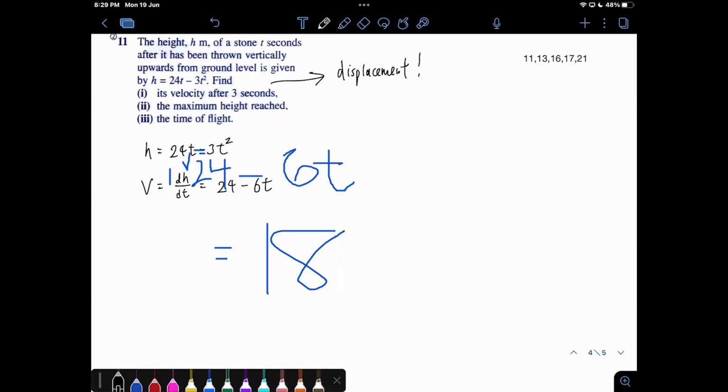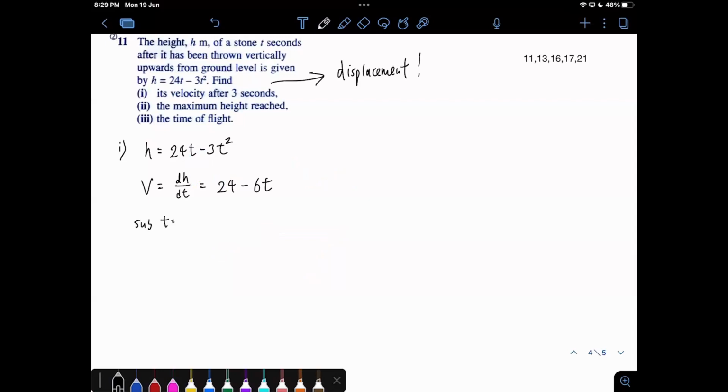Then what did they say? Find its velocity after 3 seconds. So sub in 3. Yes, very good. Okay, so 18 for part 1. Maximum height reached: sub v equals 0. Yes. Then t equals 4.